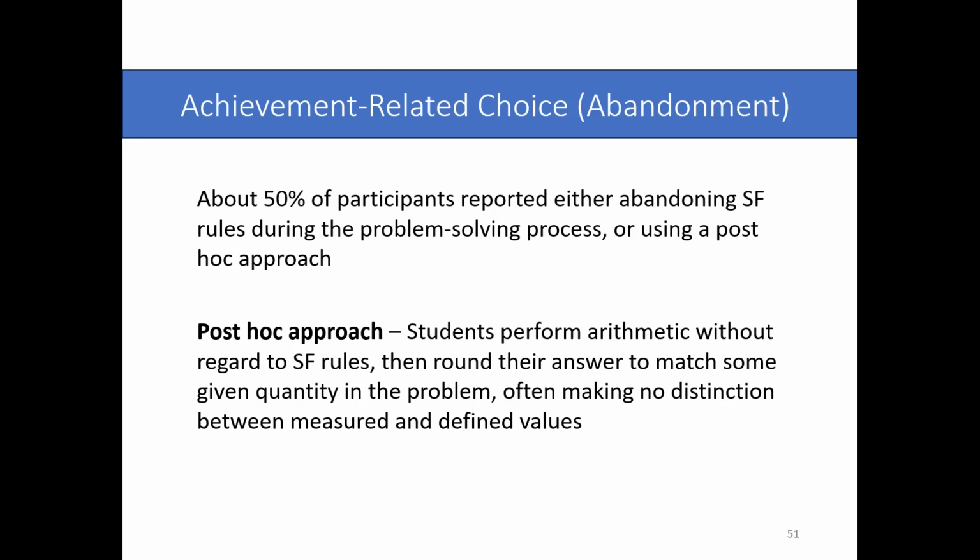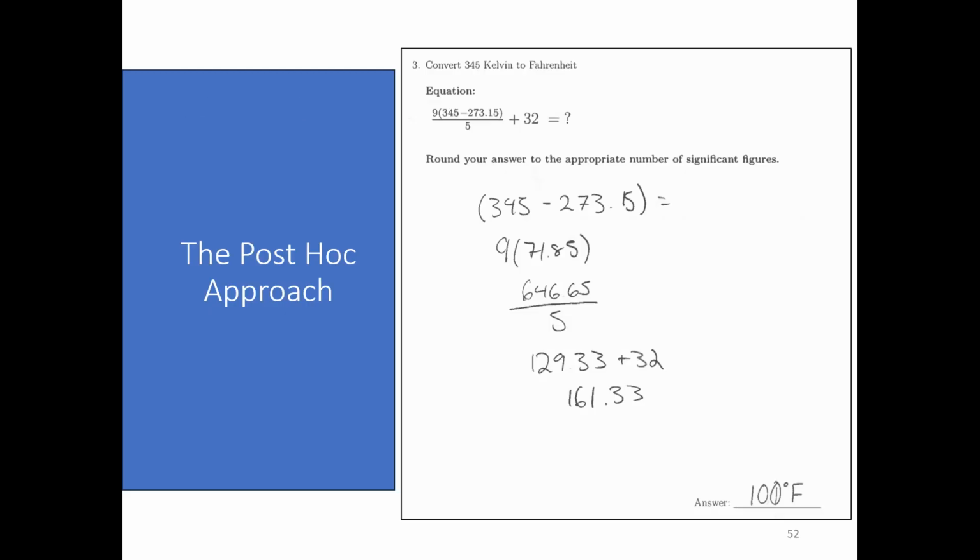So the way the post hoc approach works is students just do all the arithmetic without thinking about sig fig rules at all. They get an answer, and then to decide how to round that answer, they look back at the things they were given and try to match it to some number that they saw in the problem. This was very, very common. So here's a visual of what that looks like.